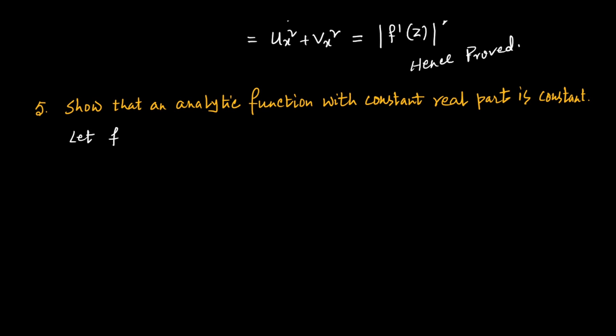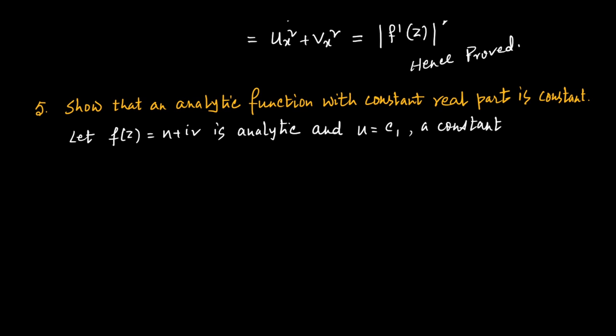Let f(z) = u + iv be analytic and u = c1, a constant. So fine, therefore, if u is a constant, we know ∂u/∂x will be equal to 0 and ∂u/∂y will also be equal to 0.